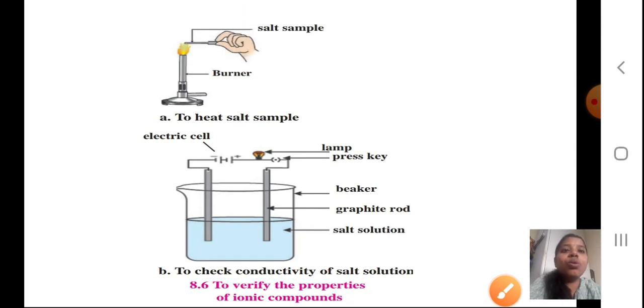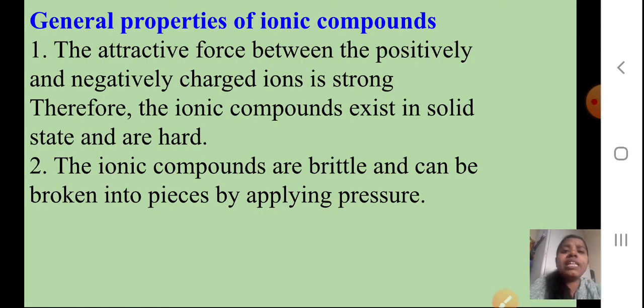So we will see that some of the ionic compounds have the capability to conduct electricity. When you take sodium chloride, yes, electricity can pass through it. Now we'll see some general properties of ionic compounds. The attractive force between the positively and negatively charged ions is strong. Remember, this attractive force between the positive and negative ions is very strong.